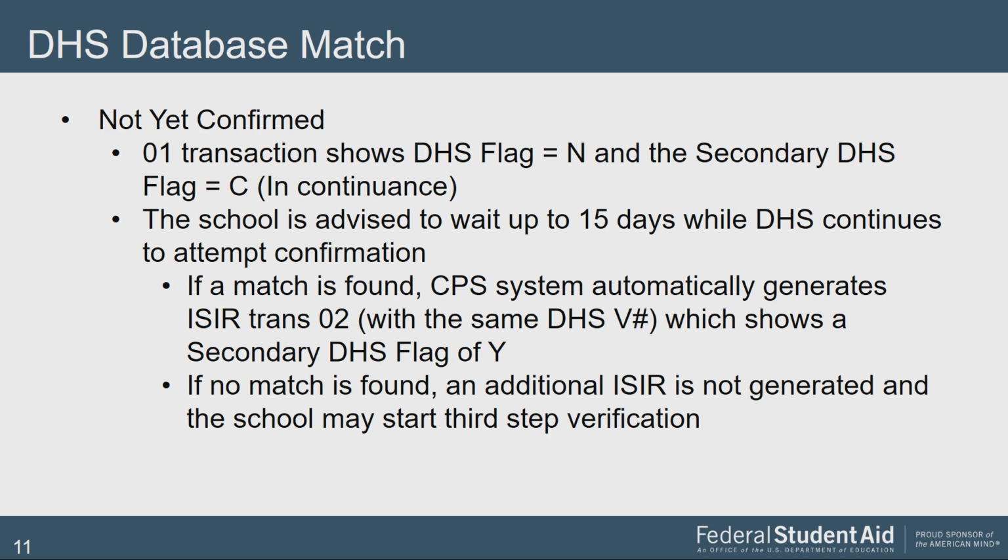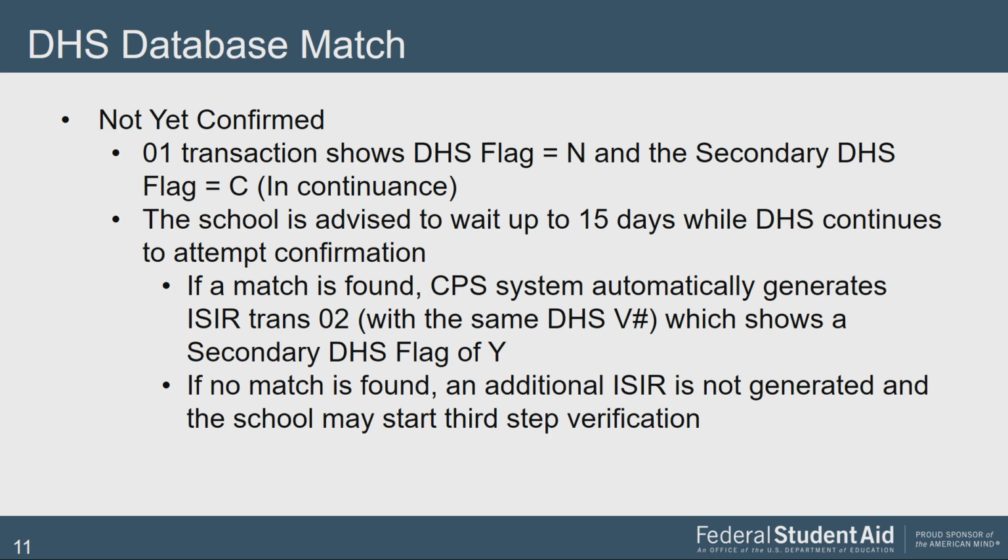In the event that a match is not found within 3 days, you'll still get an ISIR back. This ISIR will show a DHS flag of N for no, and secondary DHS flag equal to C for in continuance. At this point is when you'd wait at least 5, but up to 15 business days, while DHS continues to search the databases for a match.